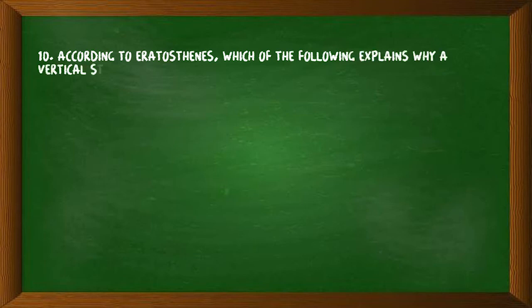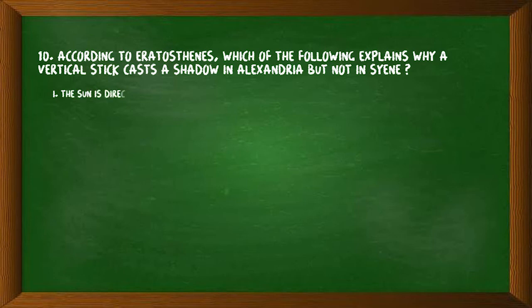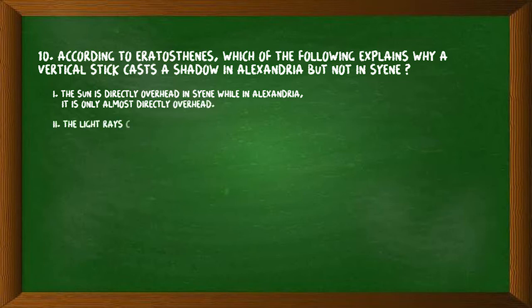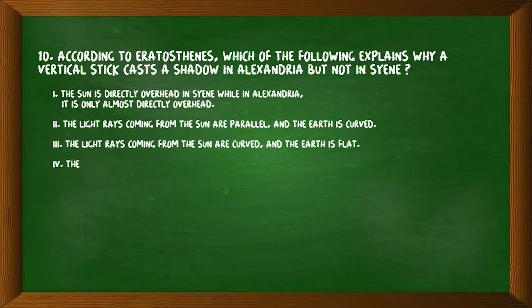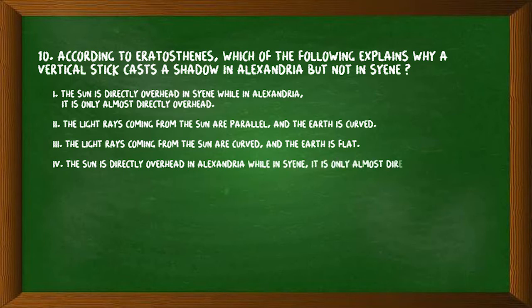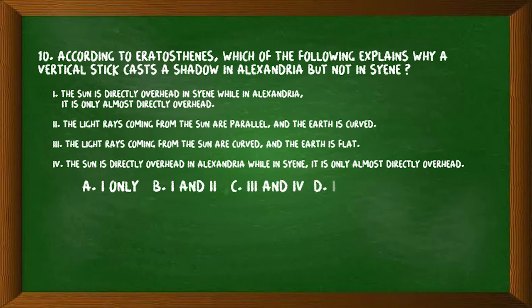According to Eratosthenes, which of the following explains why a vertical stick casts a shadow in Alexandria but not in Syene? 1. The sun is directly overhead in Syene, while in Alexandria, it is only almost directly overhead. 2. The light rays coming from the sun are parallel and the earth is curved. 3. The light rays coming from the sun are curved and the earth is flat. Number 4. The sun is directly overhead in Alexandria, while in Syene, it is only almost directly overhead.